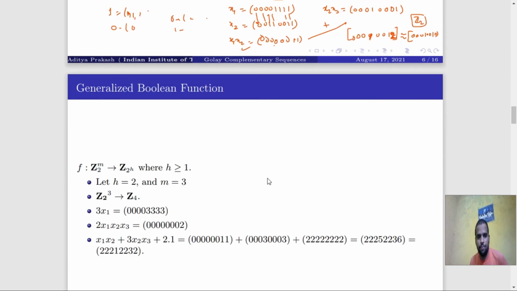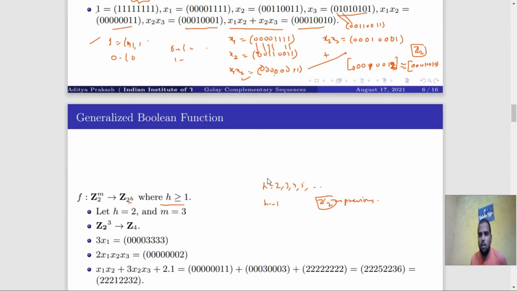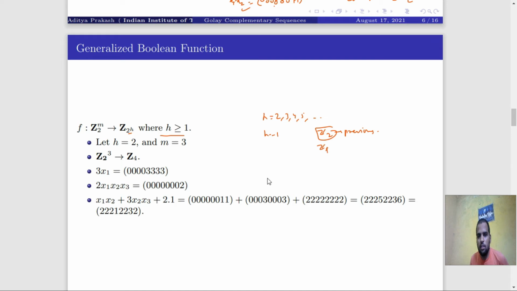Now we come to the generalized Boolean function. Suppose we take Z to the power m as Z to the power h, where h is greater than 1. h may be 2, 3, 4, depending upon the problem. Suppose we take h equal to 1, then it goes to Z2, which is the previous case already discussed in this example. Now suppose we take h equal to 2, that means Z to the power 2, that is, Z4.